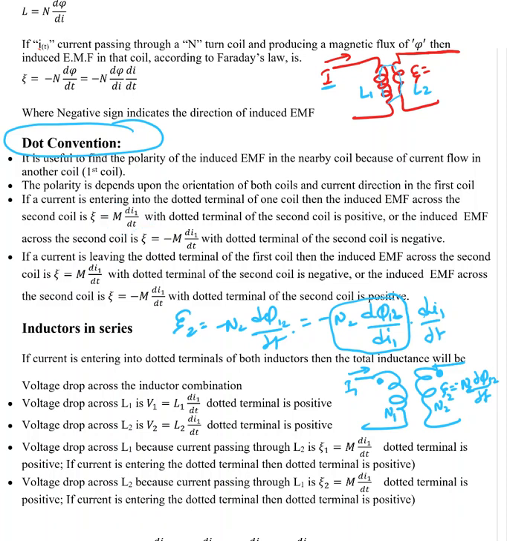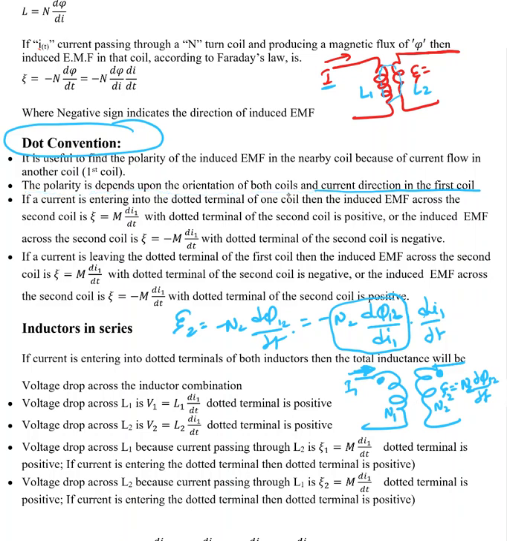If a current... okay, let me read this point. The polarity depends upon the orientation of both coils and the current direction in the first coil. So the polarity of the induced EMF depends upon the current entering into the first coil as well as orientation of both coils. The orientation tells us where is the dot.